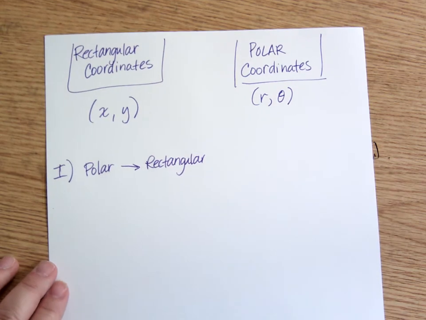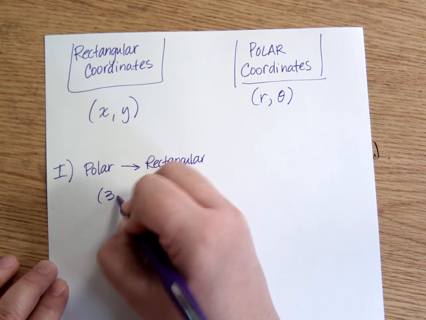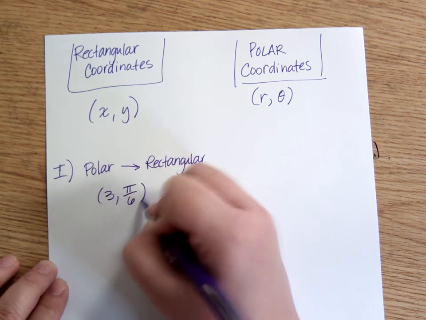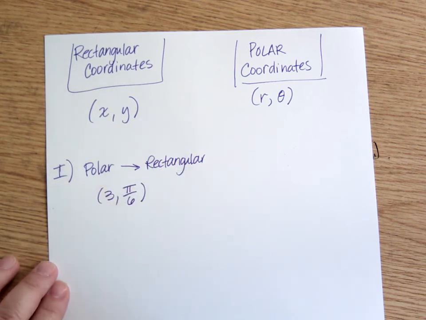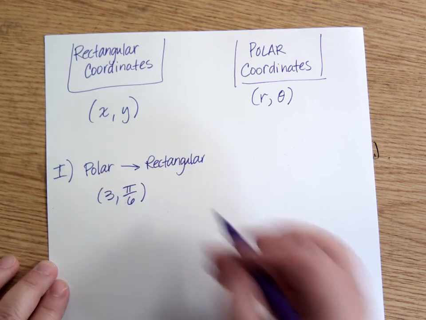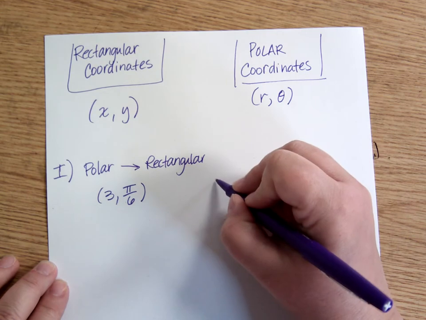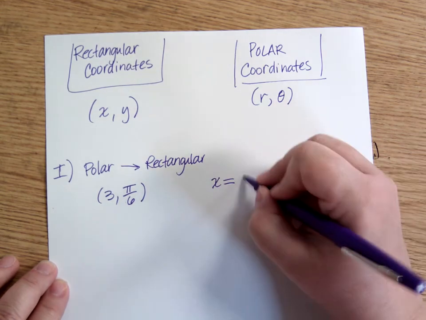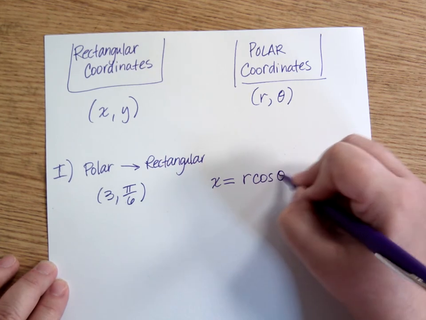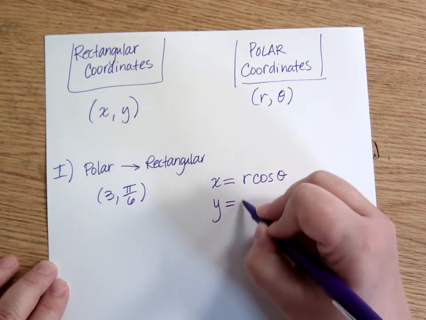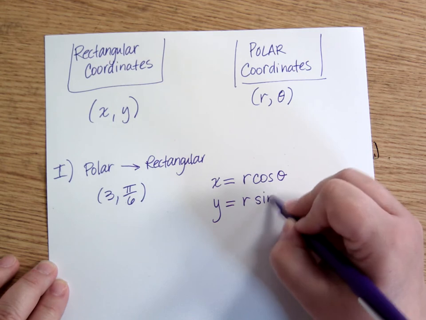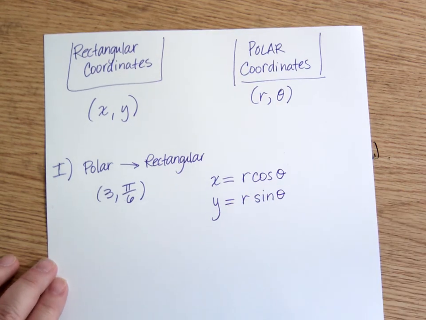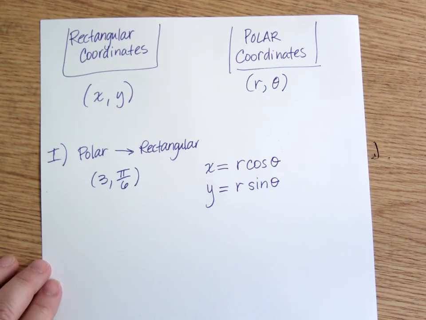Okay, so polar to rectangular means I'm starting out with something like (3, pi over 6). These are polar coordinates. This is my radius, this is my angle. In order to get from there to rectangular, we use the following formulas. Your x value is going to be your radius times the cosine of theta, and your y value is going to be your radius times the sine of theta. I'm going to come back to why this is so in just a sec.